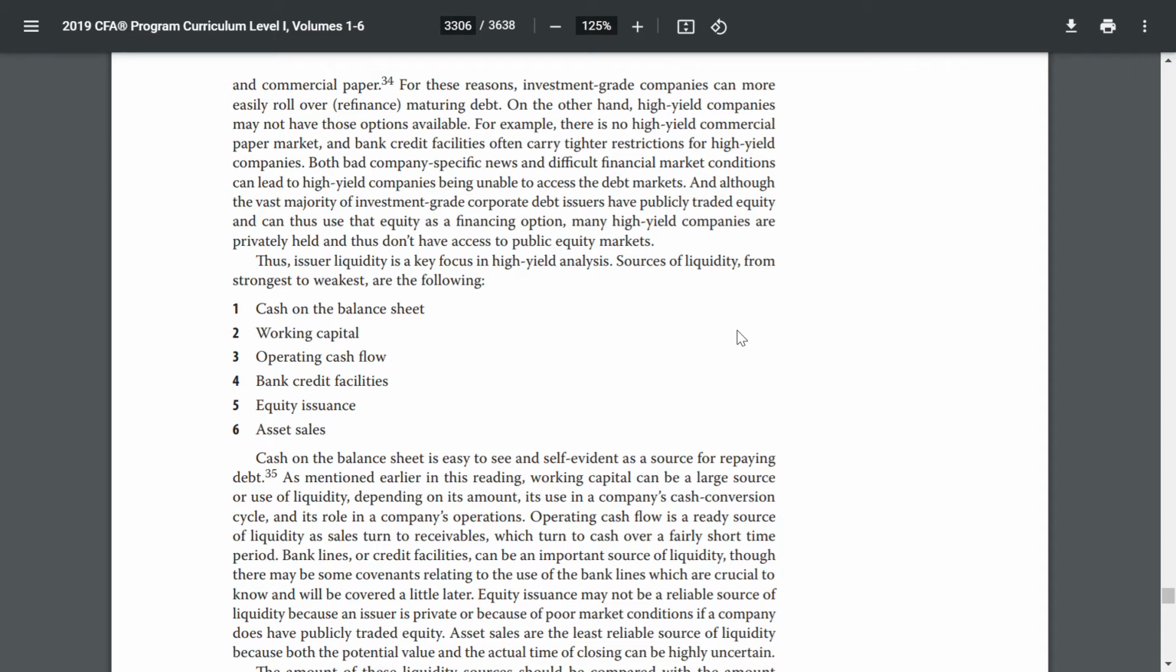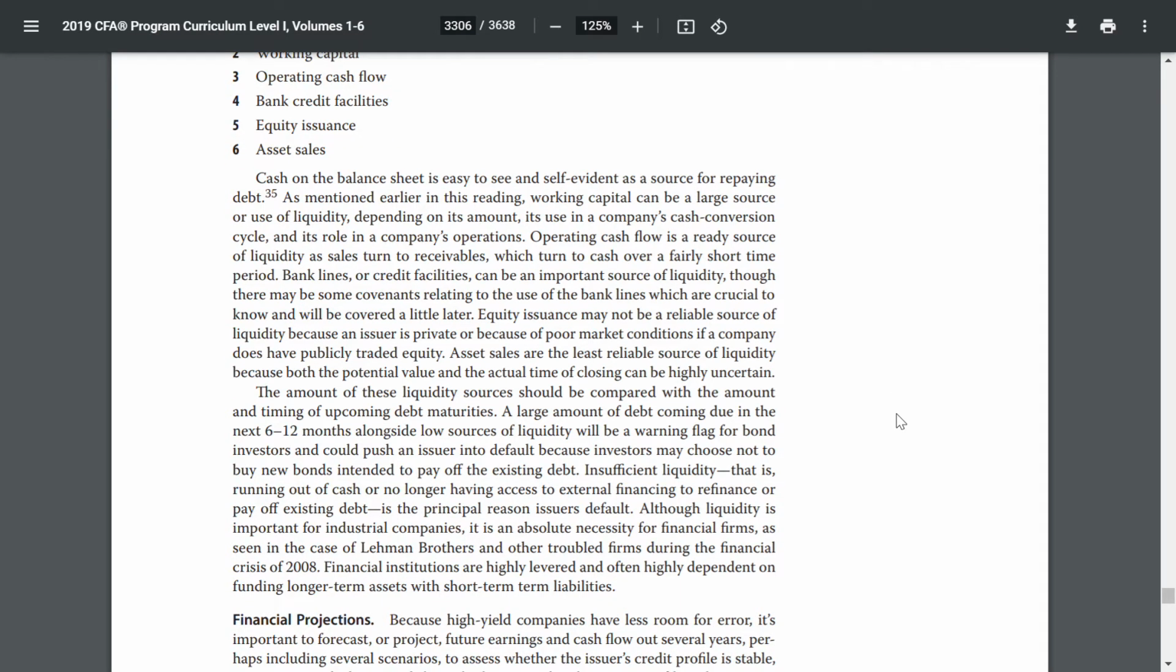Sources of liquidity from strongest to weakest are as follows: cash on the balance sheet, working capital, operating cash flows, bank credit facilities, equity, insurance, asset sales. Cash on the balance sheet is easy to see and self-evident as a source of repaying debt. As mentioned earlier in this reading, working capital can be a large source or use of liquidity, depending on the company's cash conversion cycle and the nature of the company's operations.